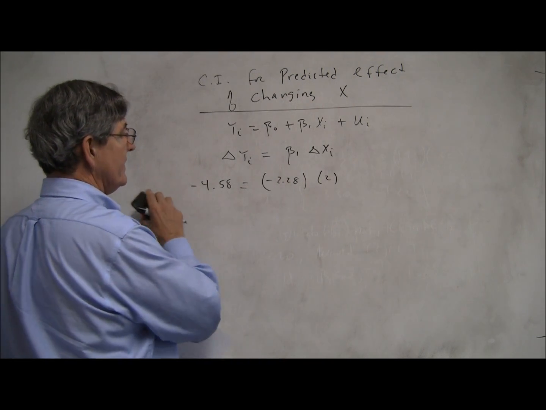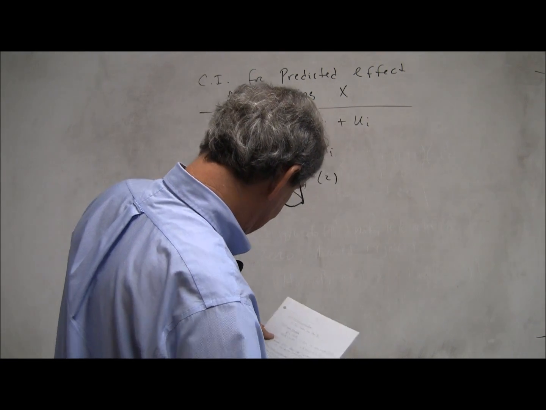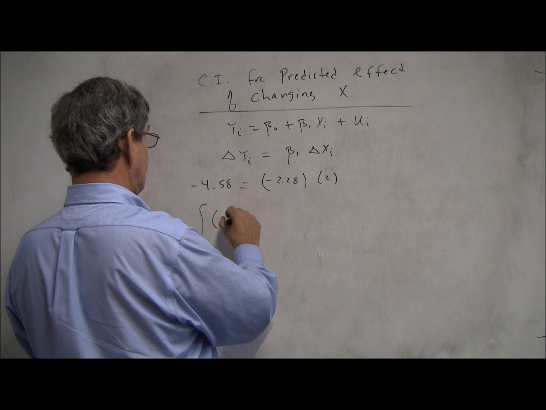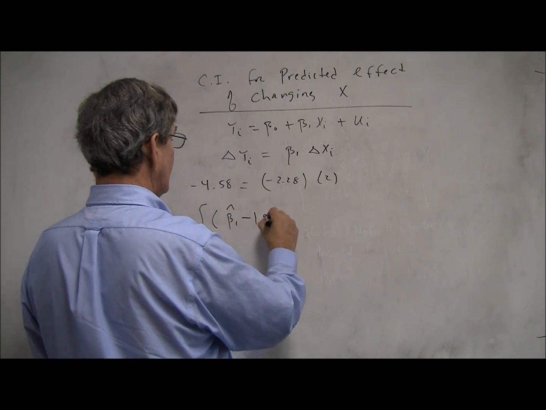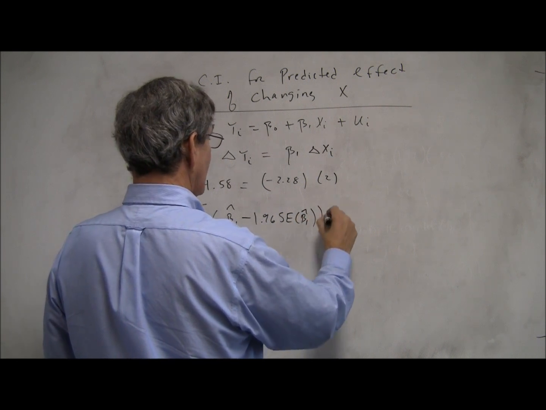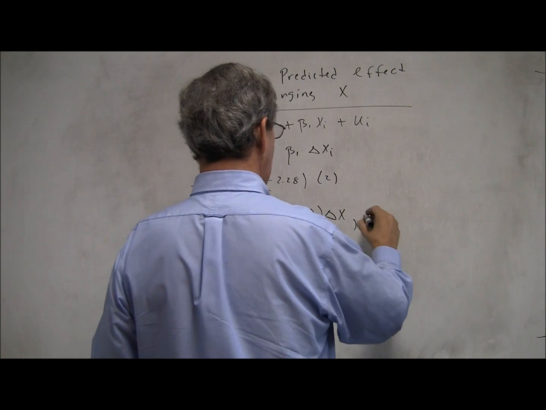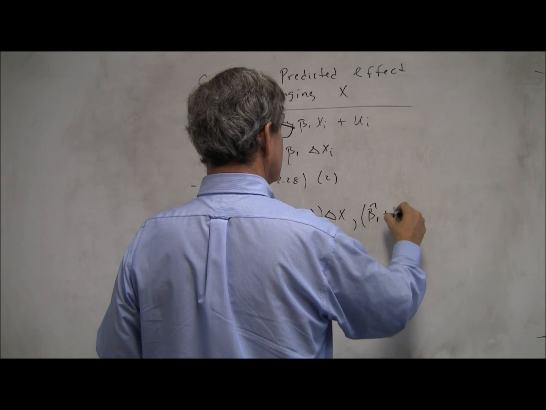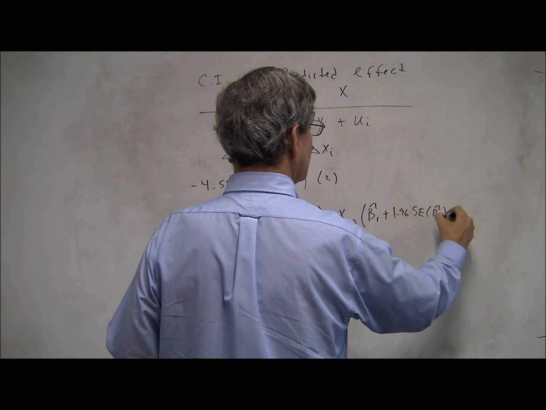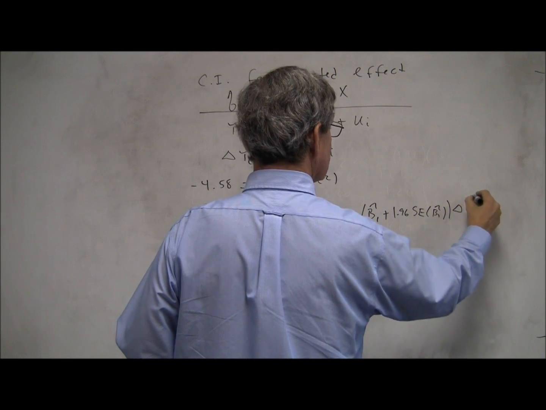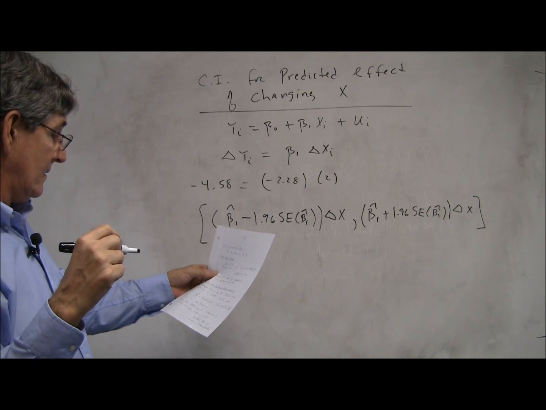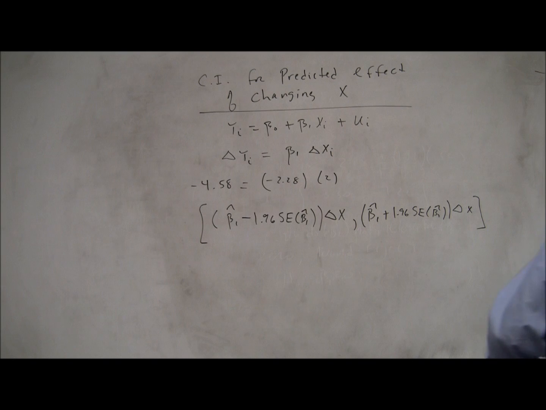So the confidence interval for this is beta 1 hat minus 1.96 times the standard error of beta 1 hat times the change in x, and beta 1 hat plus 1.96 times the standard error of beta 1 hat times the change in x. We'll do an example of this in a second. So let's do the class size example.